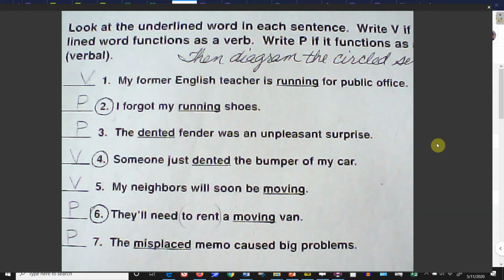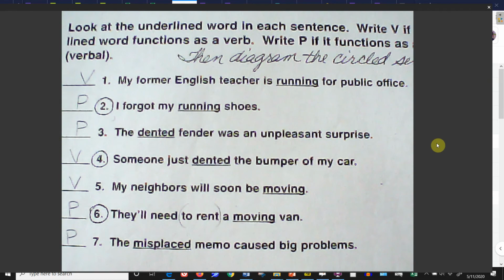3, dented, so it's what kind of fender, the dented fender. Number 4, somebody dented the bumper of my car. Okay, that's the action, right? So that's verb. Number 5, will be moving is the whole verb phrase. Moving is the main verb, so that is V.